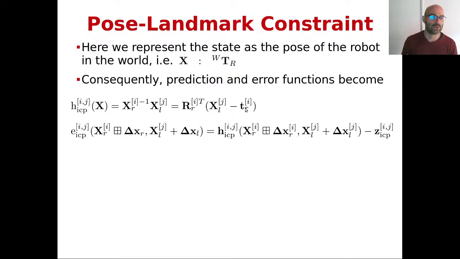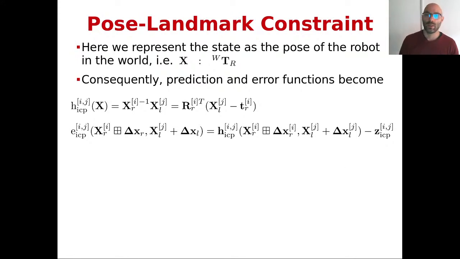Having the prediction, I could calculate the error function at the perturbation by taking the prediction at the perturbation and subtracting from it the measurement. Okay, and so far I'm happy. Here we highlighted the fact that the plus in the landmark part is not a box plus, it's just a simple plus, but it's only an implementation detail, just to highlight that in this case the landmark is Euclidean.